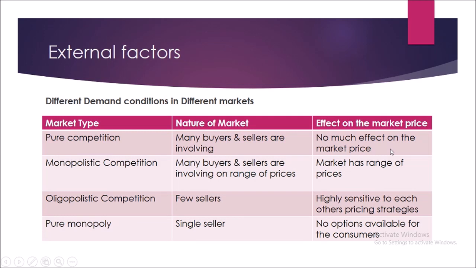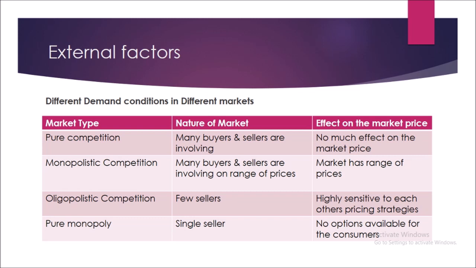And external factors, as we discussed, differ with the market type. There are four different markets you can see: pure competition, monopolistic competition, oligopolistic competition, and pure monopoly. I've already uploaded the glossary reading to show you the characteristics of these types of markets and the nature of pure competition. So you read it.